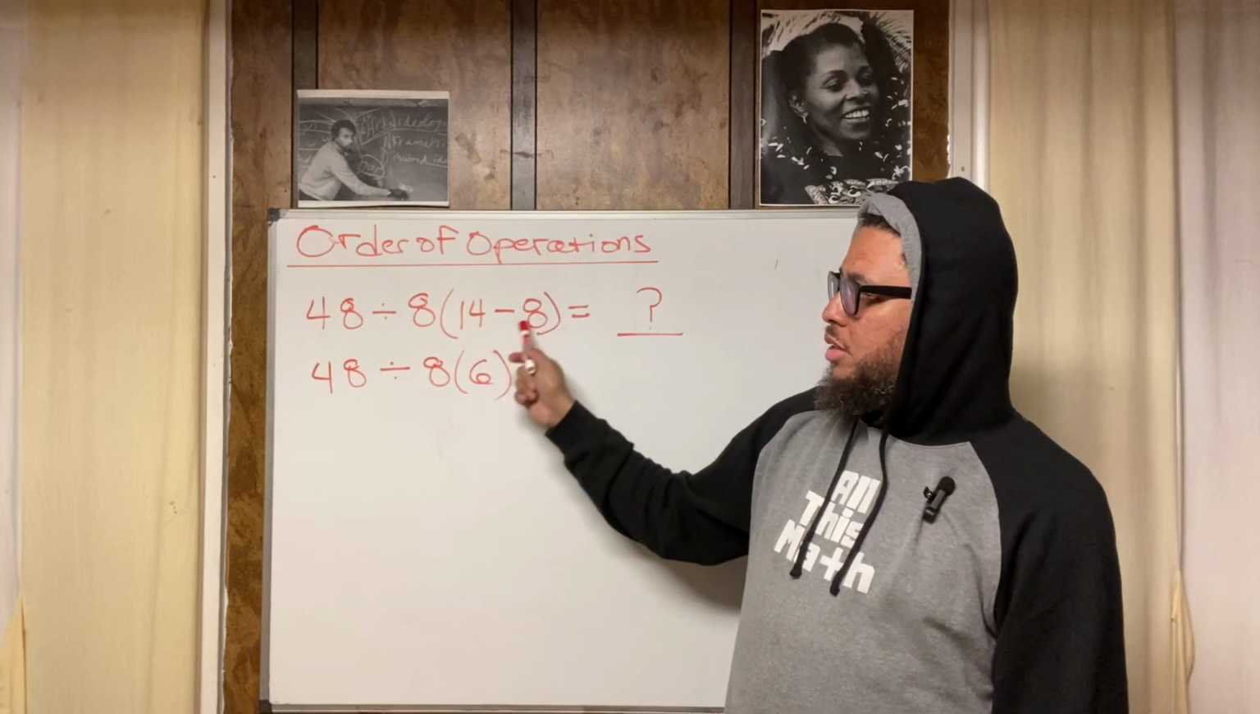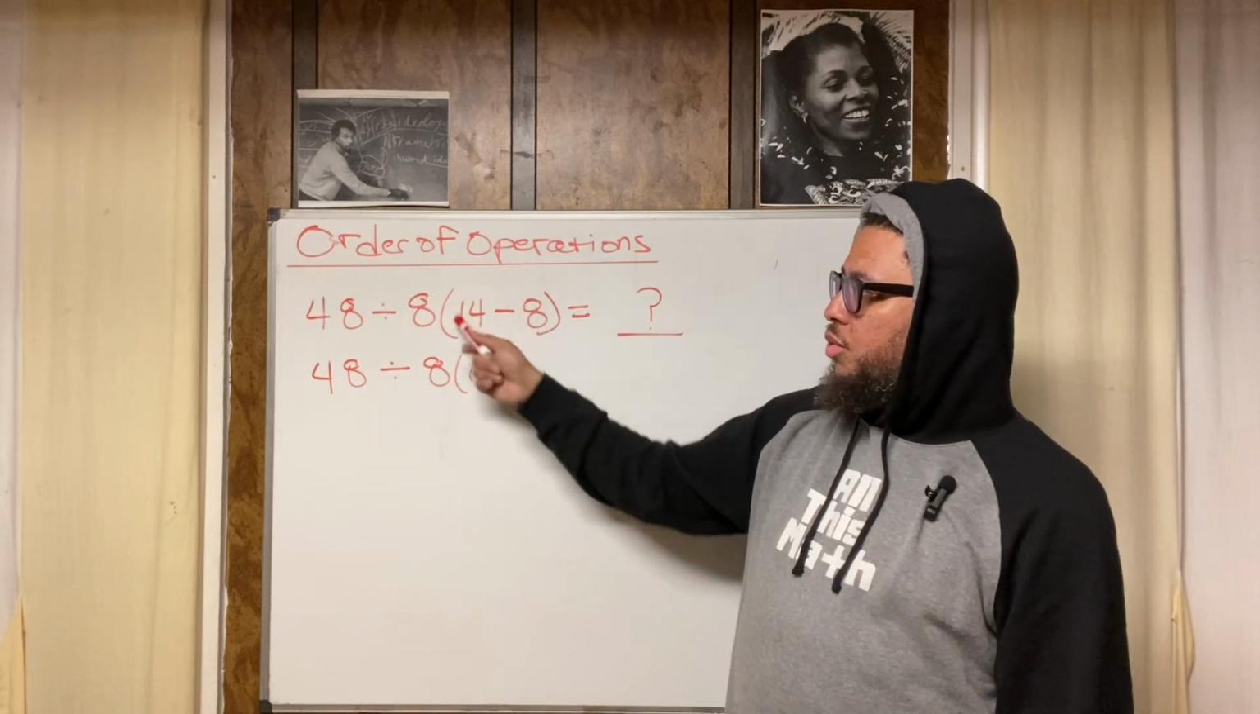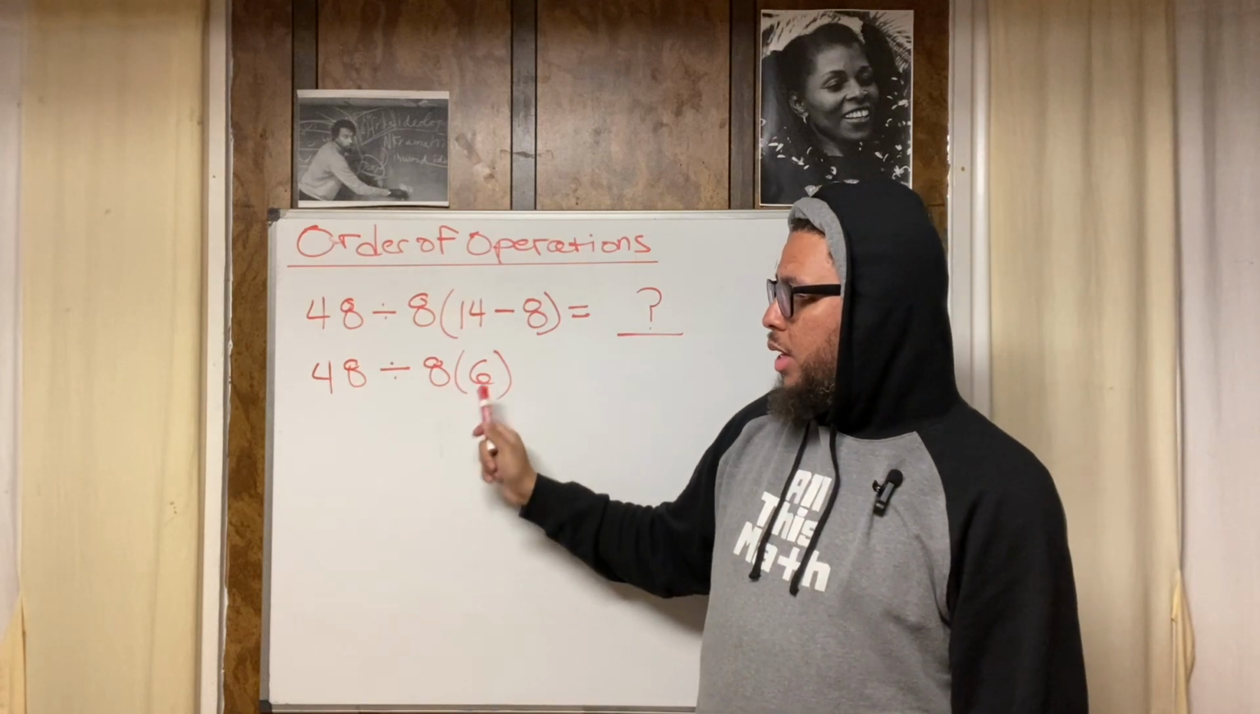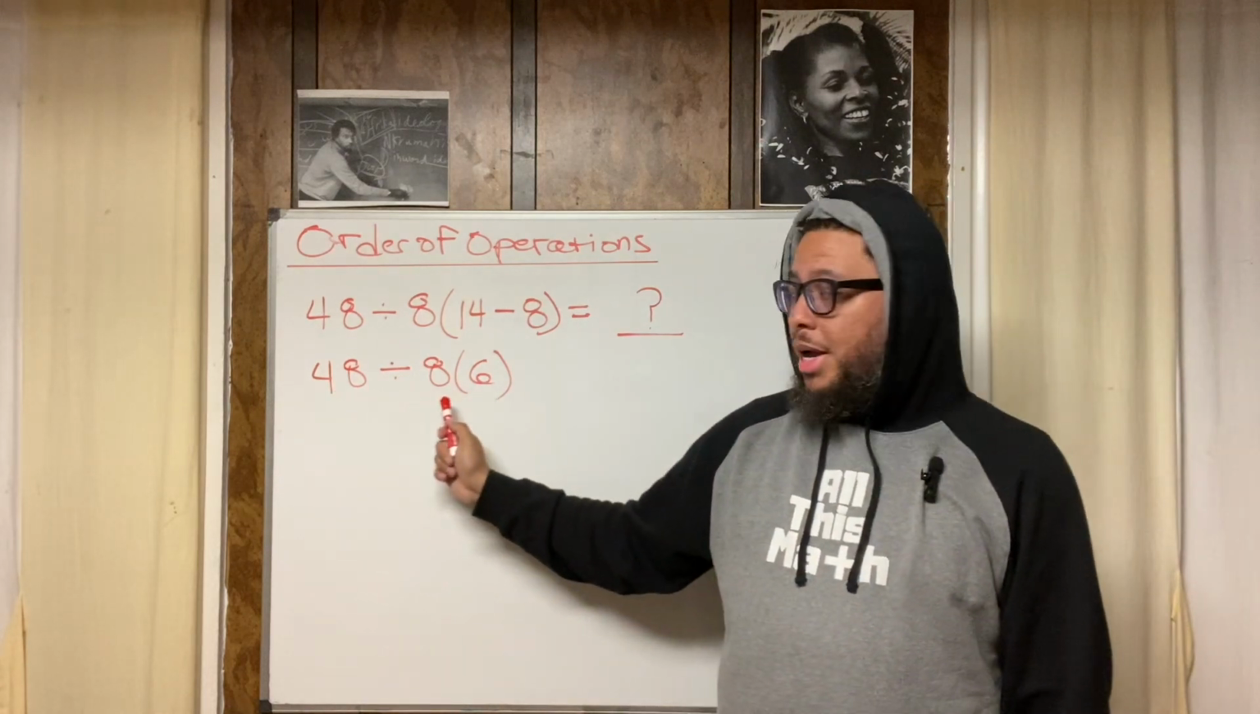This is a grouping symbol because this is a group of numbers. These two numbers are a group. This is only one number. We don't consider that a group. So you don't have to call it a quantity. You can just simply say 48 divided by 8 times 6.